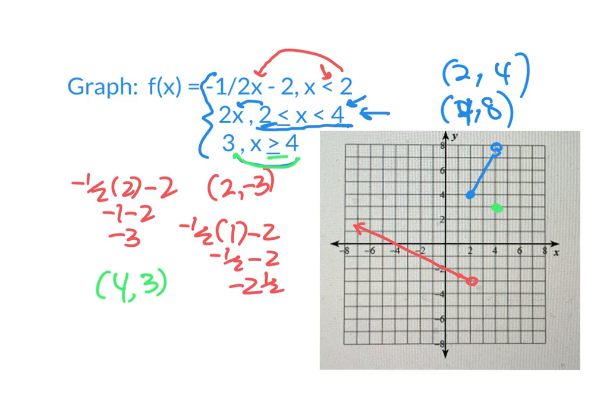Now, that says greater than 4. Greater than 4 means to the right of 4, which means I'm going to plug in 5. There's nowhere to plug in 5, so I get 3 again. So I'm going to go 5, 3. All right, so I'm just going to get this horizontal line right there.